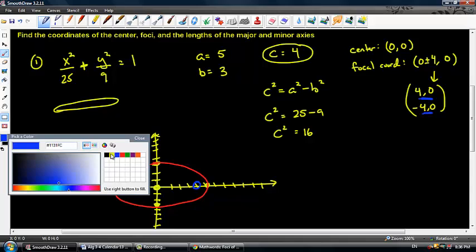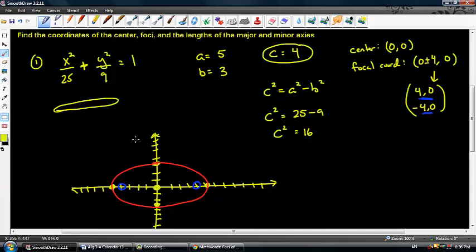The length of the major and minor axes is pretty simple. What you do is you take A and you double it. So the major axis is going to be 10 units. The minor axis is going to be 6 units. And you are done. So let's just summarize everything that we've done so far, because this can be a little bit cumbersome.